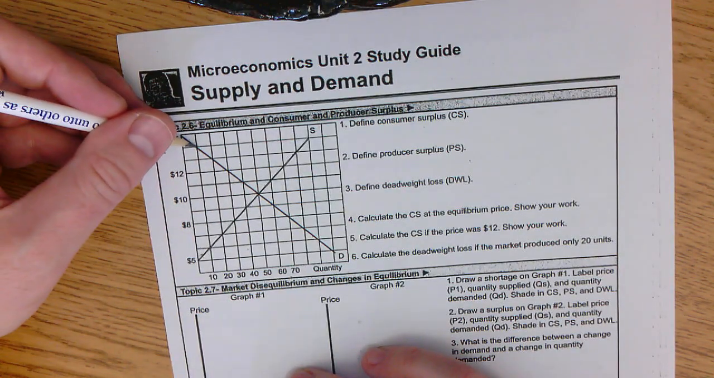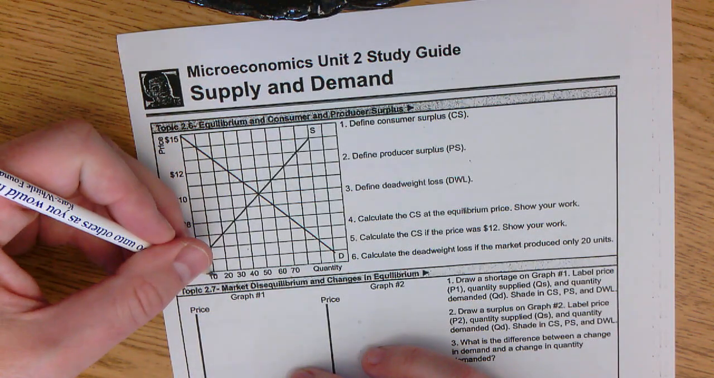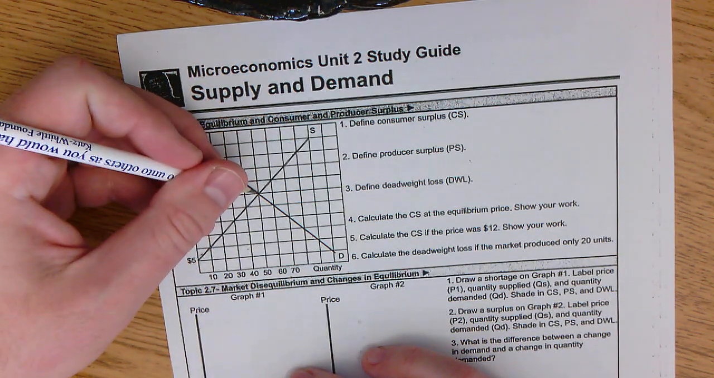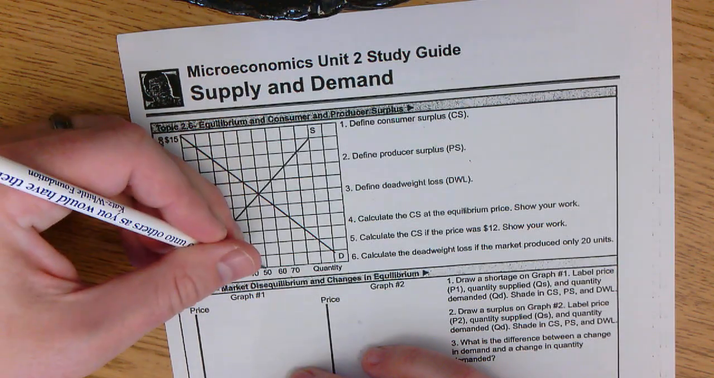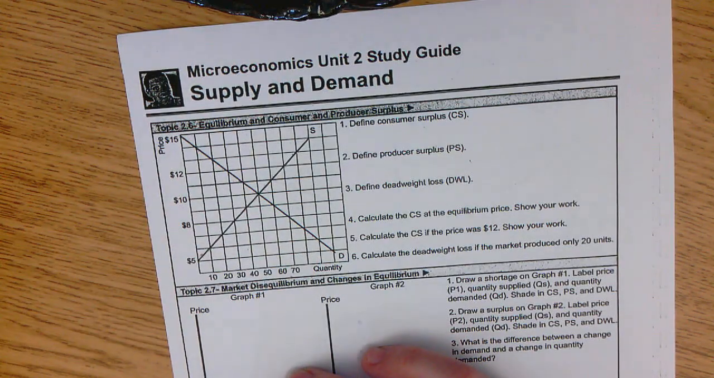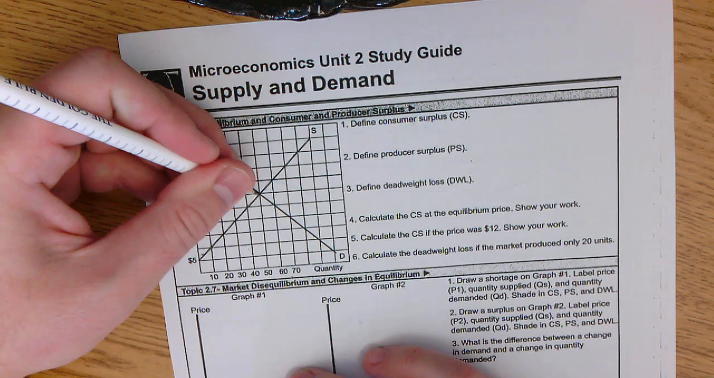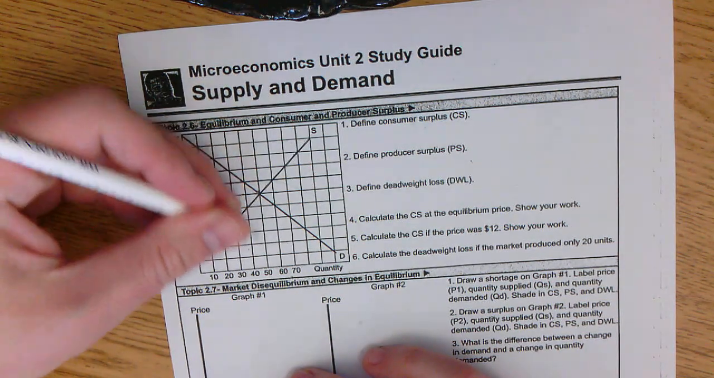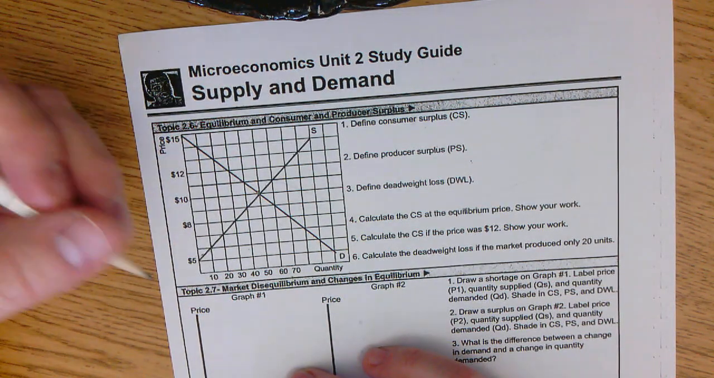Our demand curve does the opposite. At a high price, consumers are only willing to buy 10 units. At a lower price, though, at $10, they're willing to buy 50. As that price goes down, quantity demanded goes up. And then we've got our equilibrium price here at $10, our equilibrium quantity at 50 units.